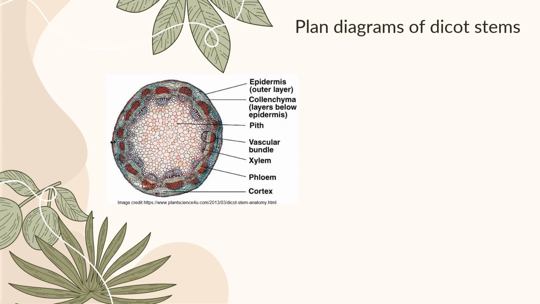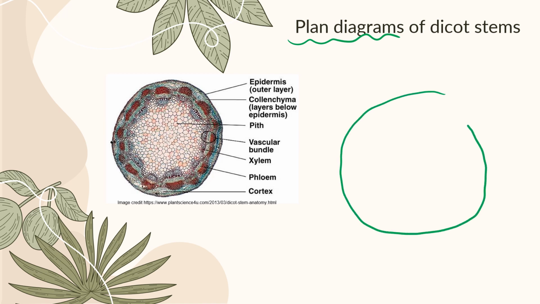Remember from our B3.1 gas exchange in plants lecture that plan diagrams are super non-detailed sketches showing just the distribution of tissues. We don't need to draw lots of individual cells. We're just going to show where those tissues would be. We need to be able to draw plan diagrams of dicot stems. I'm going to start; you can draw however you like.